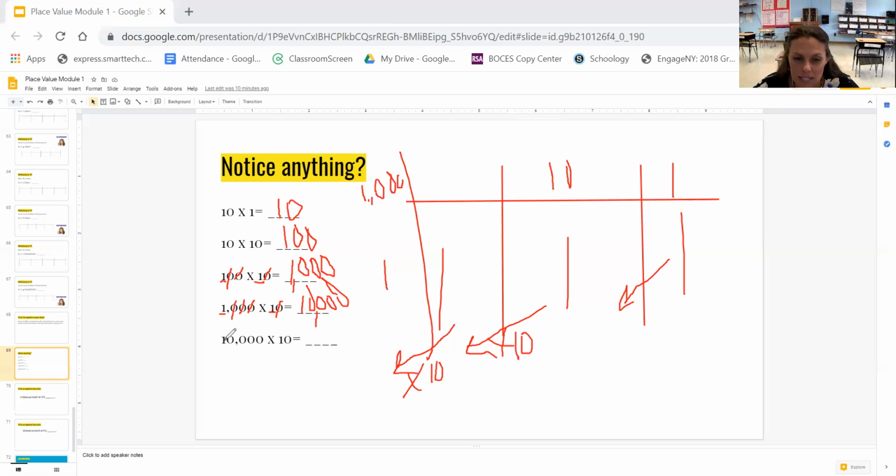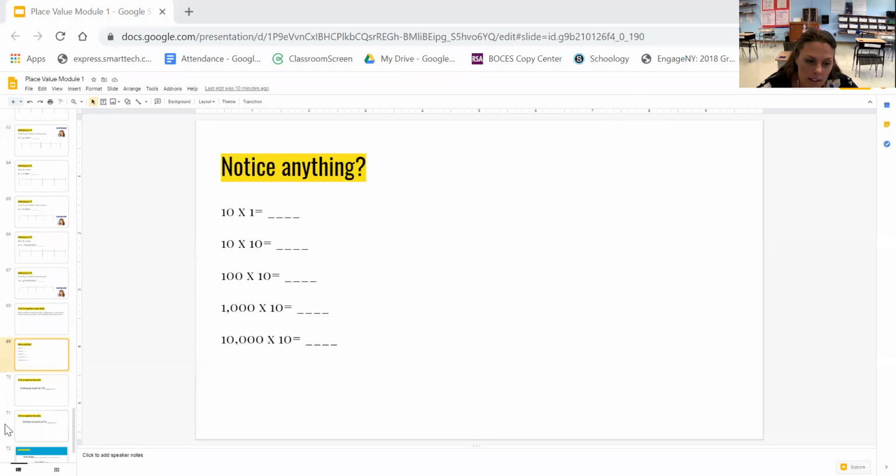Let's try 10,000 times 10. So I have 1 times 1, which we know is 1. How many zeros? 1, 2, 3, 4, 5. Slide. I don't need one there. And I have 100,000. Hopefully you noticed that it was getting bigger, and really 1 zero was added to each because it's getting bigger by 1 place value. So as we get bigger, each place value, we added a 0. Cool, right? All right, I have a few more for you, and then there's an exit ticket.